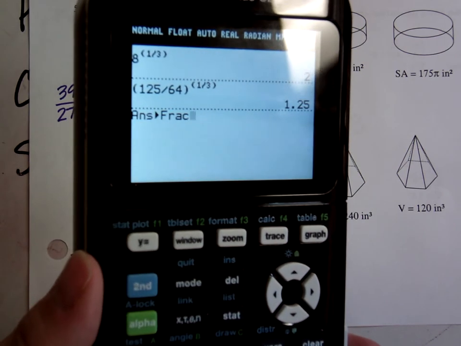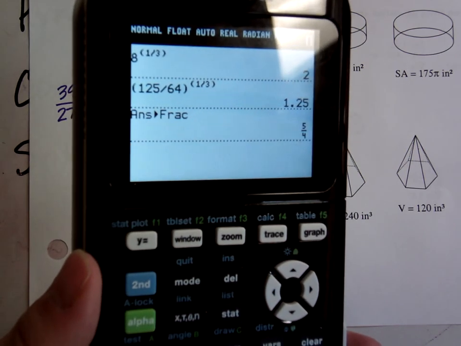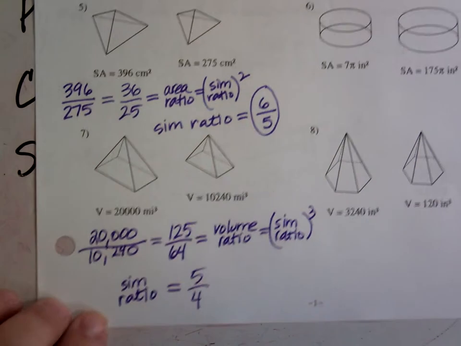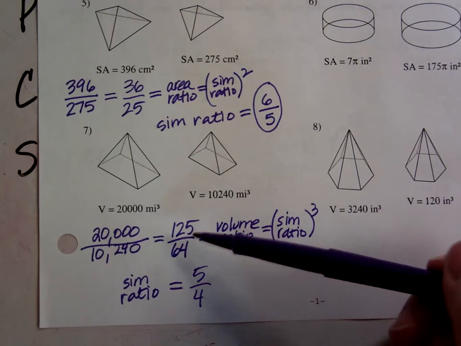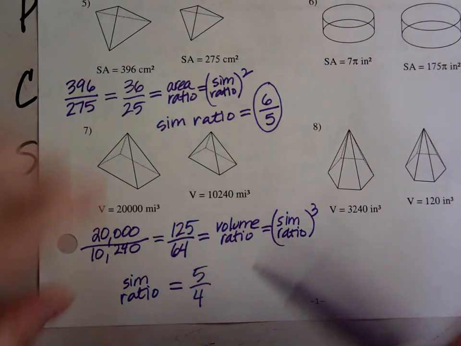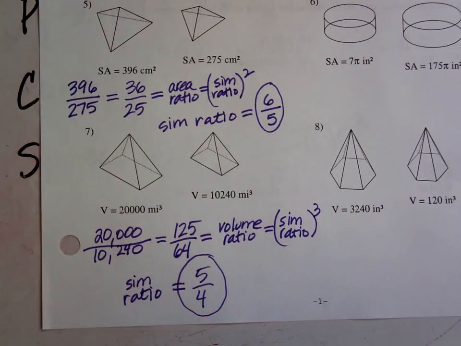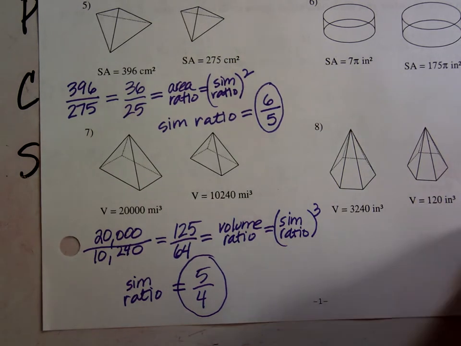It's 5/4, indeed. Okay, which makes sense. Once you got it on your calculator, it should make sense to you. 5 times 5 times 5 does equal 125. 4 times 4 times 4 does equal 64. So that's my answer here. Okay, questions on that one? Okay, on the back, I want you to look at number 12.